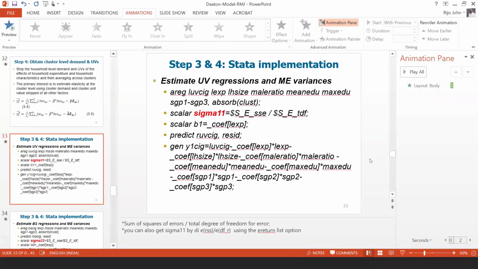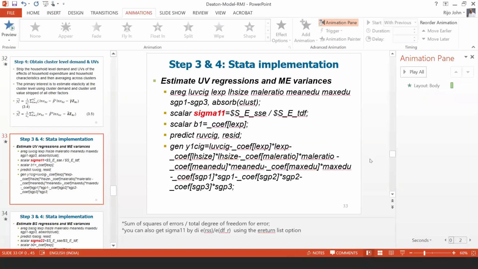So you define this scalar sigma 11, and then you also create a scalar B1, which is basically the coefficient associated with the log expenditure variable, and that is nothing but the beta 1 we talked about, the quality elasticity beta 1. So we are basically storing that for subsequent uses, and then we are also predicting the residual of this regression into a new variable called RUVSig, residual of unit value of cigarette here is predicted here.